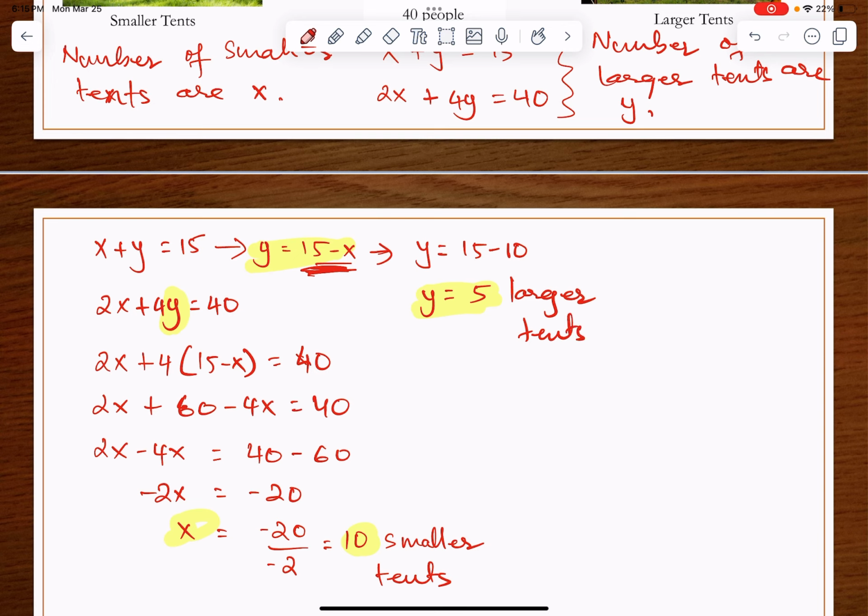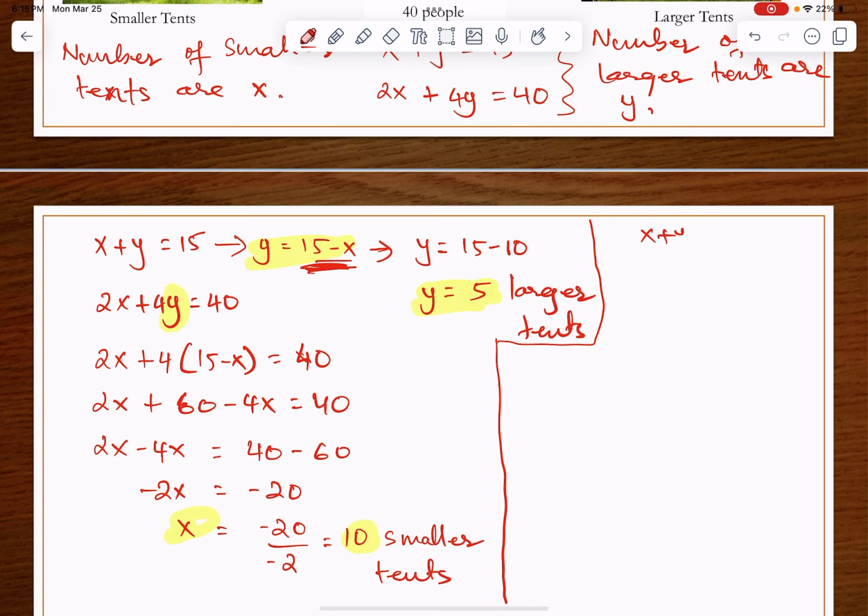Now we solved using the substitution method. Let us go ahead and solve using the elimination method. I'm going to separate the area so that we can see here. So the first equation is x plus y equals 15, and the second equation is 2x plus 4y equals 40.